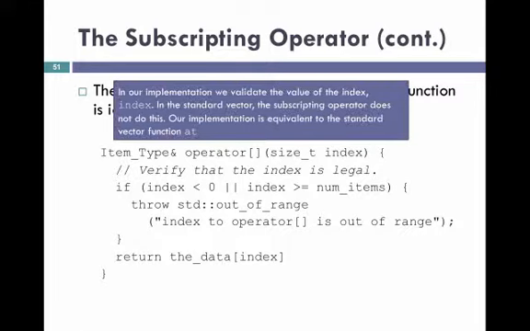Now in our implementation, we validate the value of the index. Now the standard vector subscripting operator does not do this. So our implementation is equivalent to the standard vector function at. So in the standard library, the at function does bounds checking. The subscripting operator does not.